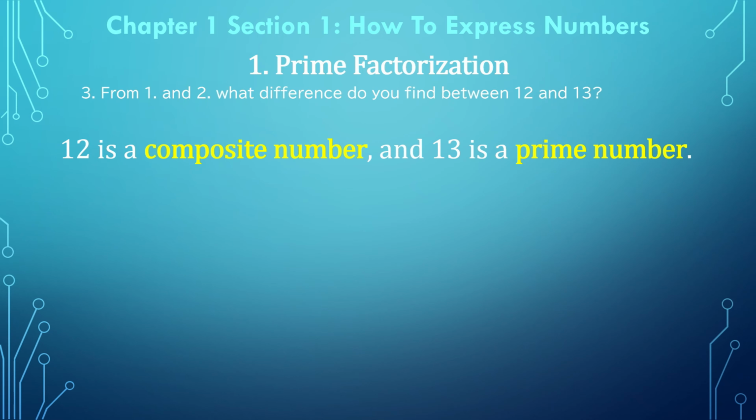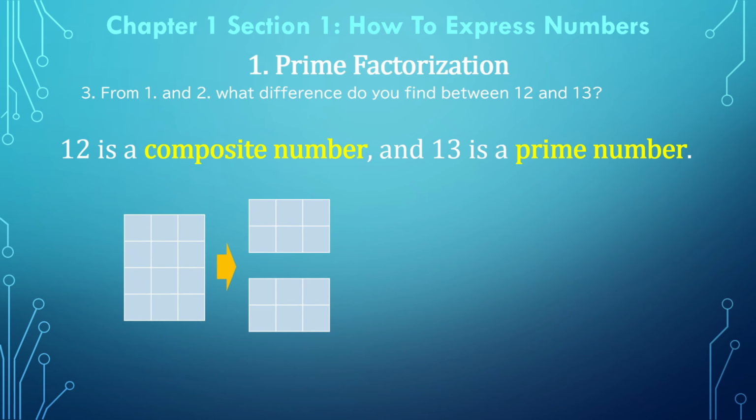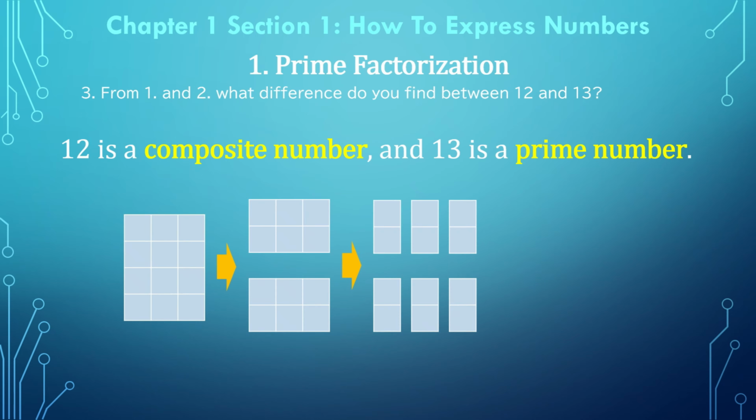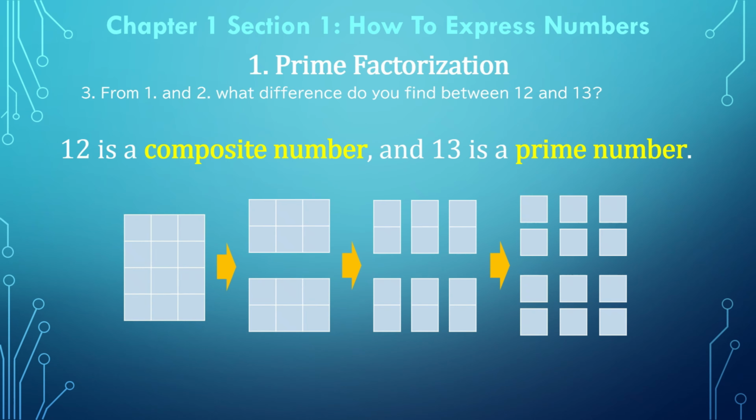And that is, 12 is a composite number, which has several factorizations, while 13 has only one, and 13 is called a prime number. As shown in the figure, composite numbers can be divided in multiple ways, while 13 cannot be divided any further, except by 1 and itself.